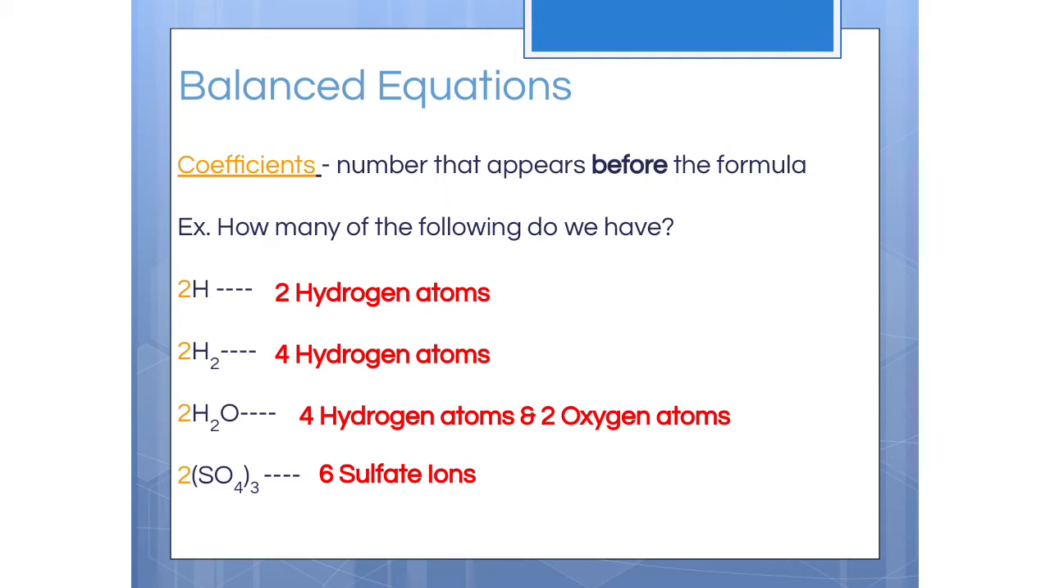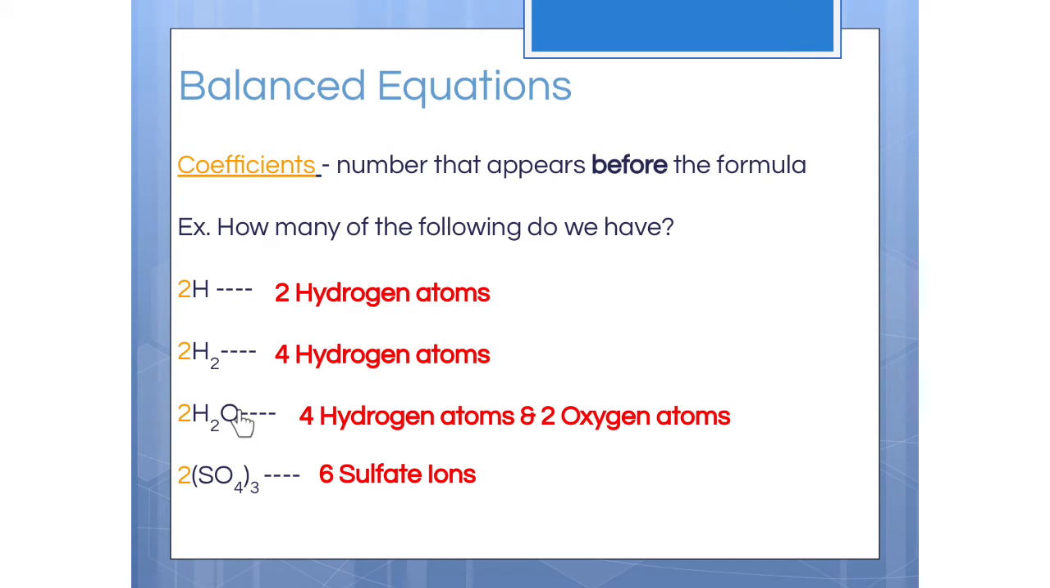So here's how we balance: we use what are called coefficients, okay? I highlighted these in orange for you. The coefficients are bigger numbers that are going to be placed in front of the compounds or elements inside the equation. Okay, so they're not going to be these little numbers here, these subscripts. Those tell us how many atoms, say, of hydrogen we have. This outside the parentheses tells us we have 3 sulfate ions. So we're not changing these subscripts. We can't change these subscripts.